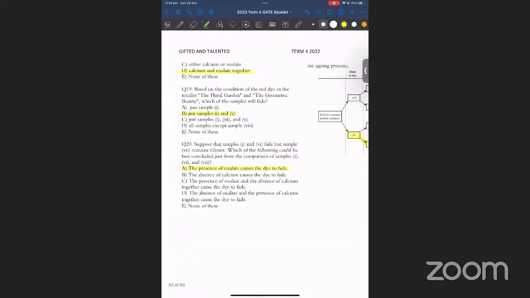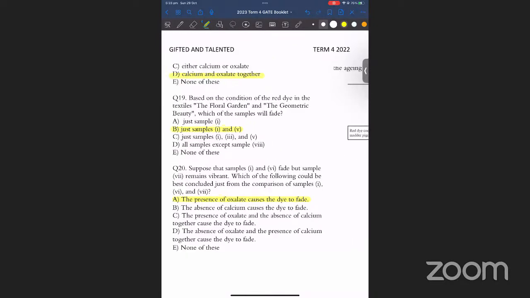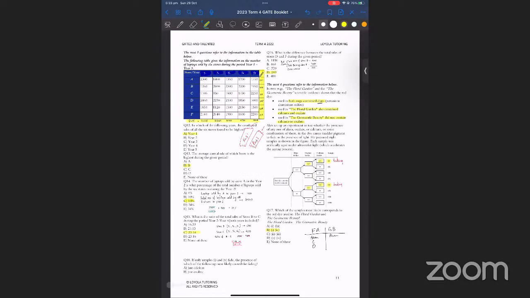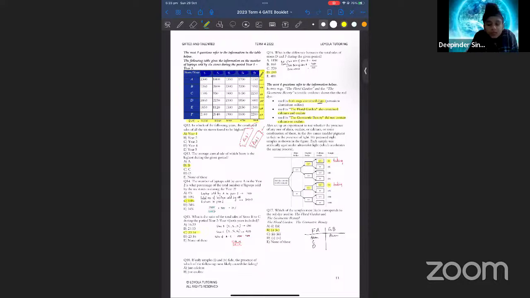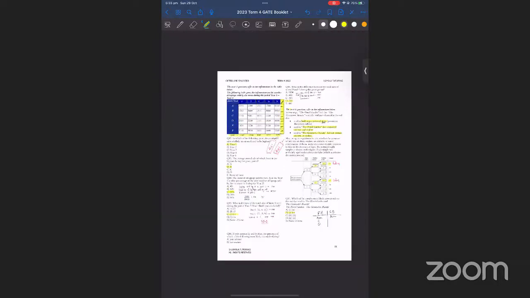And finally, question 19. Based on the condition of the red dye in the textiles Floral Garden and the Geometric Beauty, which of the samples will fade? Just samples I and V, because again, we know that only samples I and V have faded. All good, Deepinder? Yes. All right. Can you do question 11? Let's take a look.